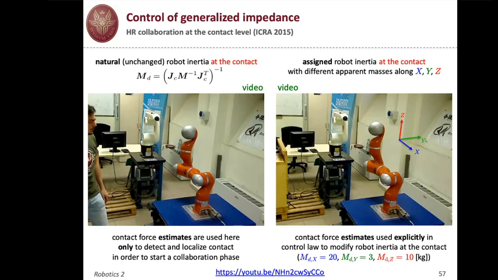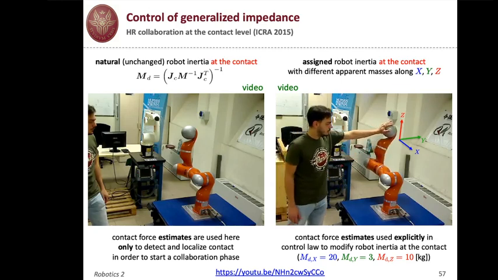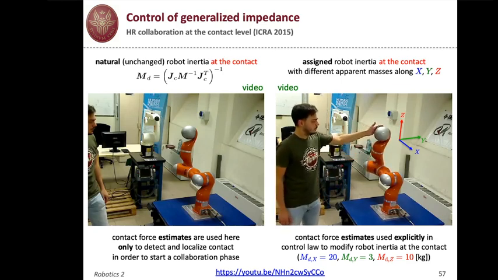On the right-hand side, instead, you see that we have changed one of the parameters, in particular the robot inertia at the contact, in the various directions, having more mass along the x direction, an intermediate mass along the z direction, and a very small mass along the y direction. So if you're pushing in the y direction, you will have a reaction with a given stiffness and damping, but with a large inertia, while the behavior in the other direction is different because of the choice of the apparent inertia.